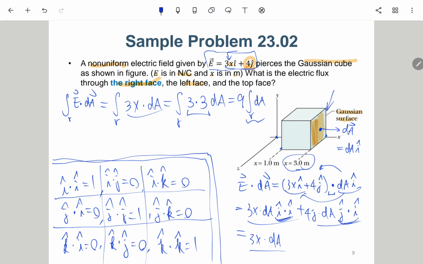Okay, and then the length: we have 3 meters for this point and 1 meter for this point. So the length of this cube is 2 meters. The area is 2 squared, so it turns out to be 9 times 2 squared, which is 36 N·m² over C. So this is the answer to the first question. Any question to this?